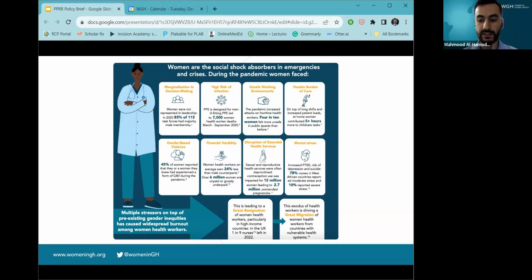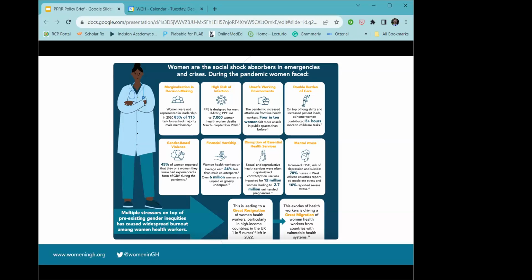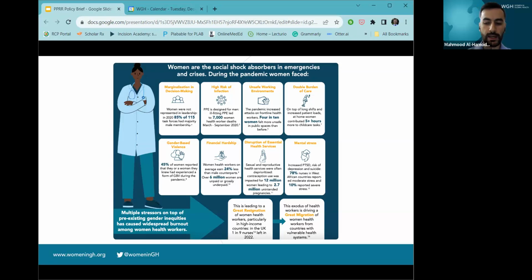We identified there is an exodus of health workers in high-income countries who are leaving the profession and driving a great migration of women from low and middle-income countries to high-income countries to fill these gaps, which escalates the pressure on vulnerable health systems and creates a vicious cycle.